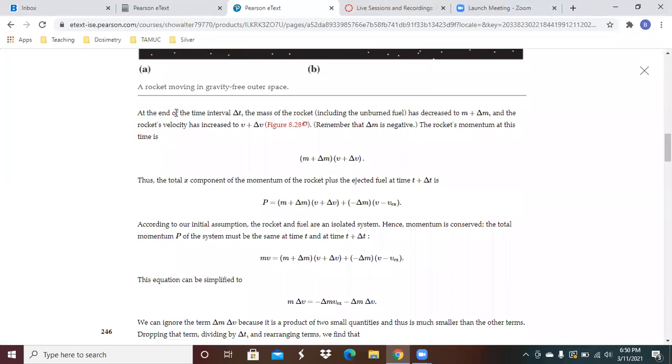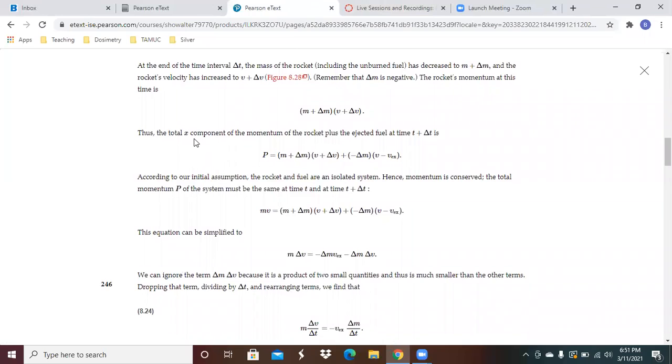So at the end of the time interval delta t, the mass of the rocket, including the unburned fuel, has decreased to this, and the rocket's velocity has increased to this. Again, this is supposed to be negative. This is one of these problems where you've got to watch your signs as you go through. So the rocket's momentum is going to be mass times the velocity at that particular time. And thus the total x component of the momentum plus the ejected fuel at this particular time is going to be this: mass times velocity plus the mass times the velocity.